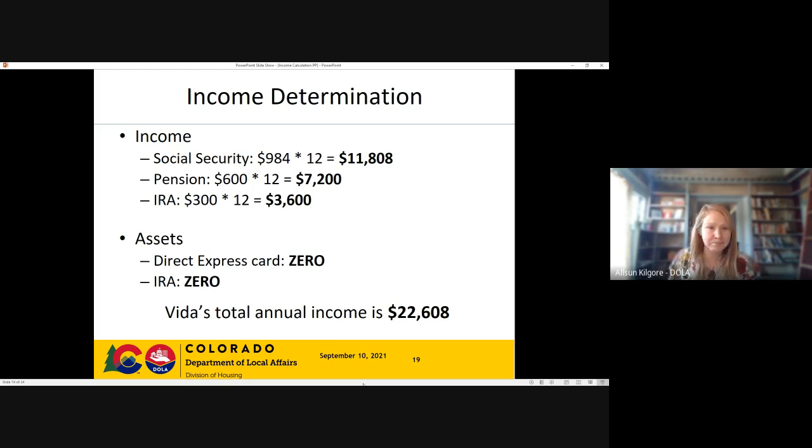So for her income, all of these are pretty straightforward. Monthly income just times 12. And the assets, because they were below $5,000, we did not need to do two calculations. We just needed to calculate the balance times the interest rate, which in this scenario is 0. And we didn't have to calculate the HUD passbook rate, that 0.06% that Jennifer mentioned, because the balance was not over 5,000. So VITA's total annual income was $22,608. Pretty straightforward one. Any questions on that?